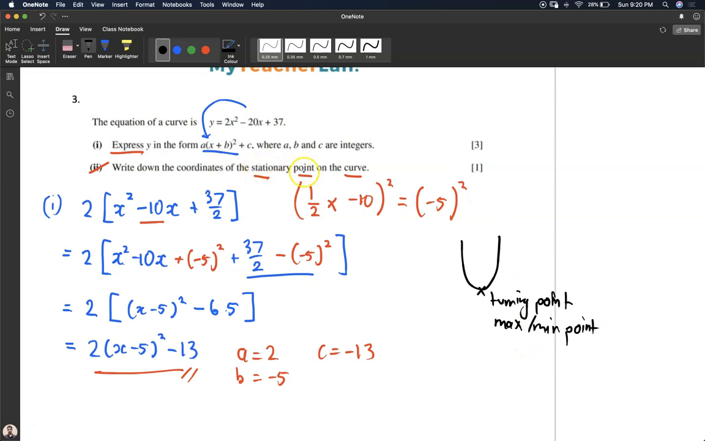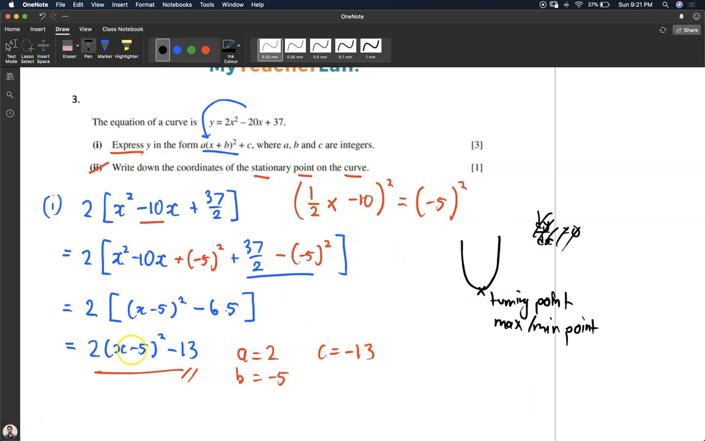Now, the word stationary point actually comes from differentiation, when you try to find the instantaneous value at this point. It's always 0. So in other words, dy/dx equals 0. Your gradient is 0. That's basically it. But never mind, this is not that chapter now. That's just extra information.